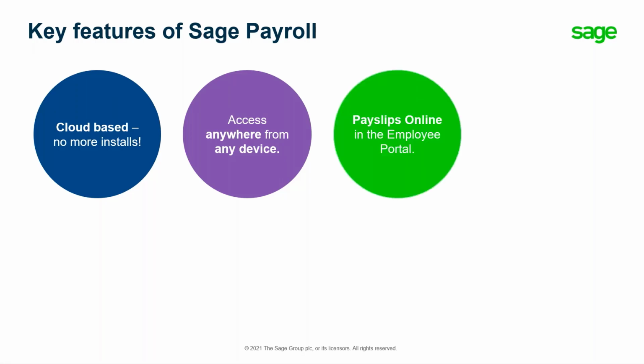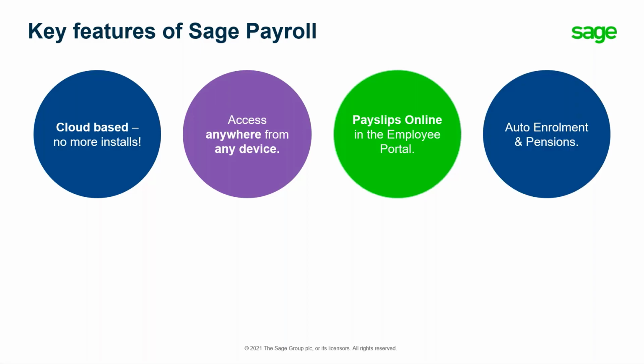There's an option to host payslips online in the employee portal, or alternatively, you can email or print out the payslips. We have auto enrollment and pensions features, ensuring that any employee that meets the criteria to be auto enrolled will be put into your pension scheme. And you can also exchange data with supported providers directly if you're with Nest or Smart Pensions.